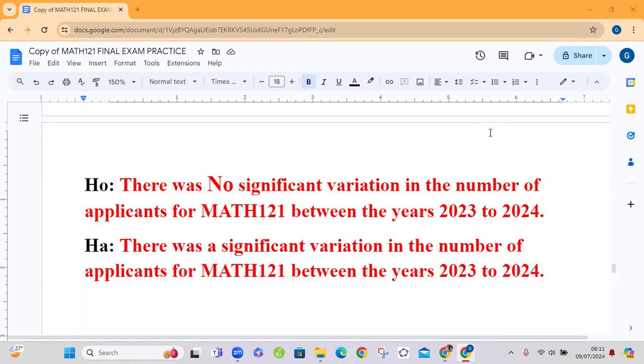So for the chi-square test for randomness, the null will say no factor affected. For the chi-square test for variation, the null will always say there is no significant variation, okay, between the two times. And the alternative will say that there is a significant variation. So now we've got to process the data that was collected for the years 2023 and 2024.